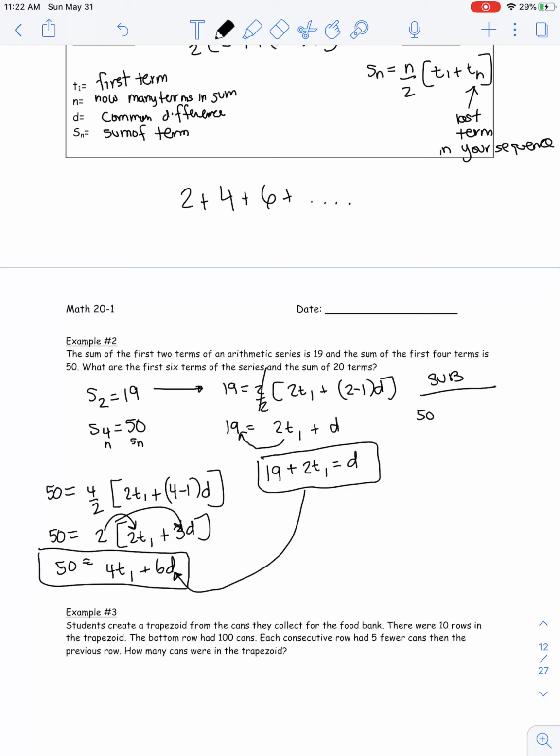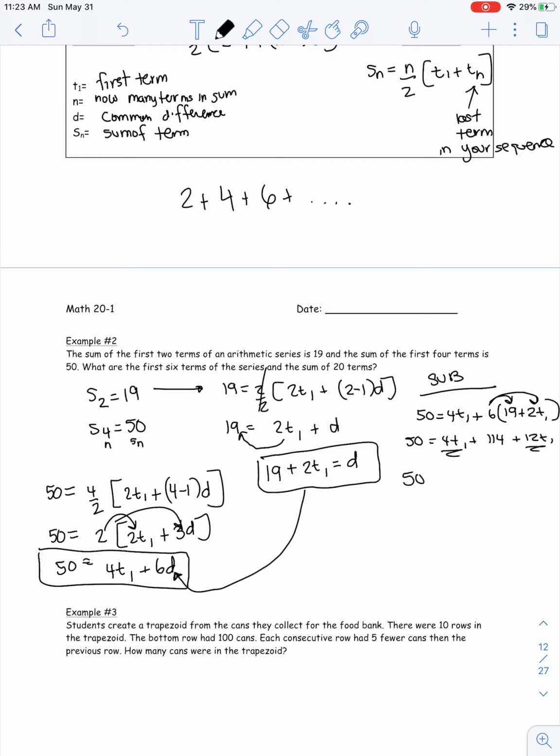50 equals 4t1 plus 6 times, instead of d, you're writing 19 plus 2t1 in brackets. The 6 needs to distribute because we're going to isolate for the t1 by getting them together. 6 times 19 is 114. And then 6 times 2t1 is going to be plus 12t1.